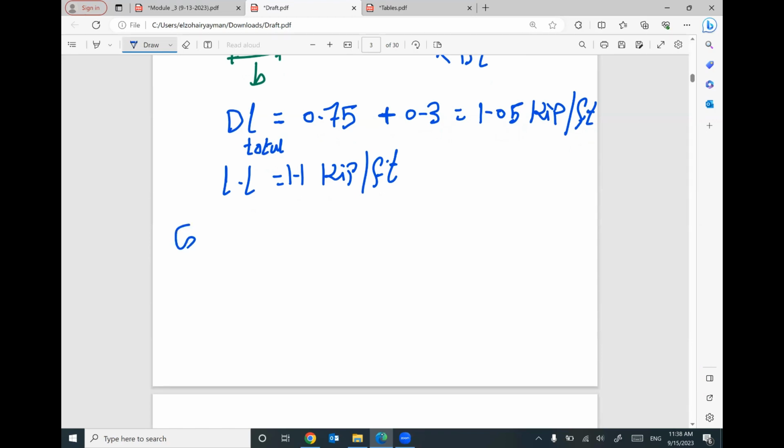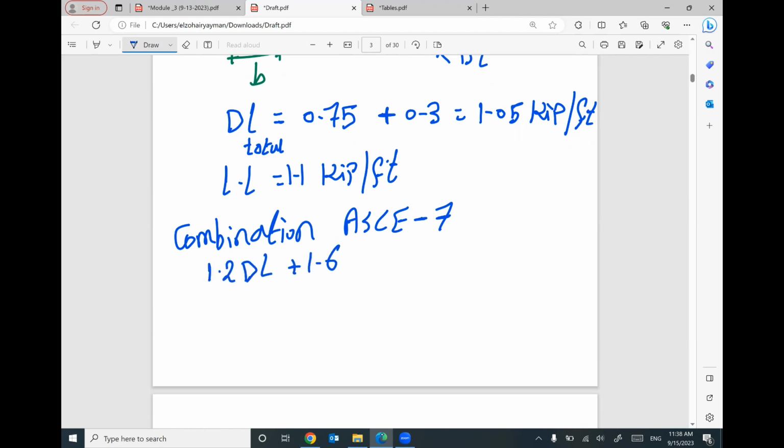Keep in your mind, we have combinations according to ACI and ASCE that were covered in the first week. If you go back, you will have 1.2 dead load plus 1.6 live load. One of the combinations that I can use to combine dead and live is this expression, 1.2 dead load plus 1.6 live load. We don't have wind, roof live load, earthquake, or snow; we have only dead load and live load.